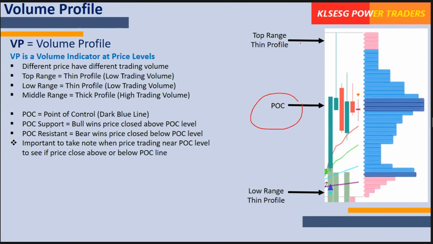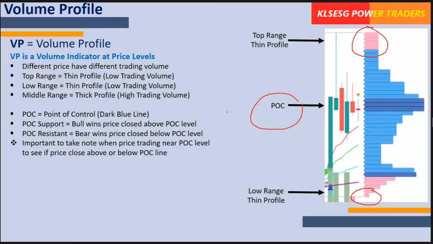When the price moves up, the volume will drop. Then we will see a thin profile, and the same when the price drops to the bottom, it will create some thin profile. The volume will drop. The volume will be concentrated on the POC area, the high traded area, on this price level.